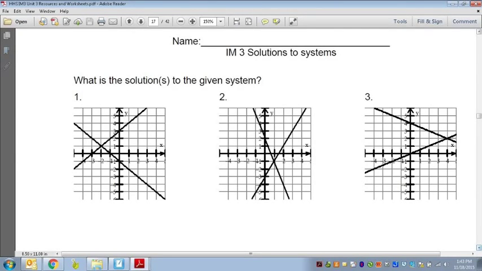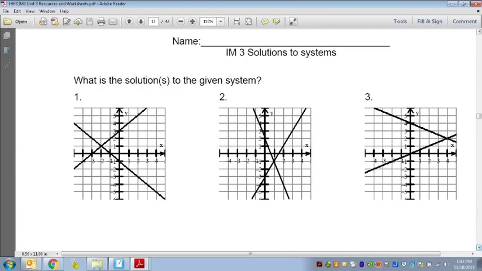All right, so for these problems, again, we're finding the solution to systems. So for the first three, again, these are linear systems. So the solutions we want to find, again, are where the two lines cross each other. But as we talked about in class today, I want to add something to it.